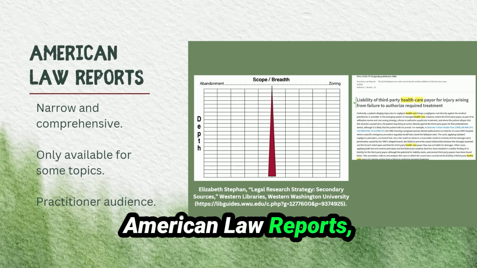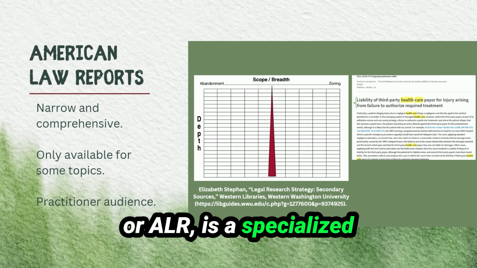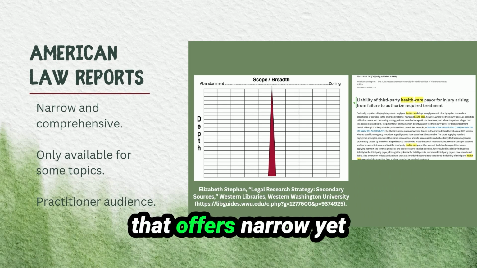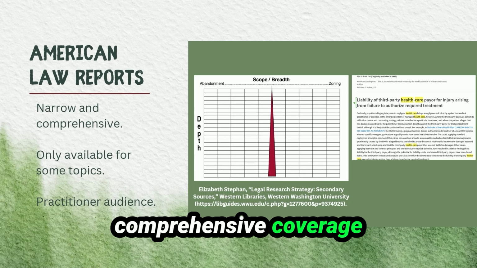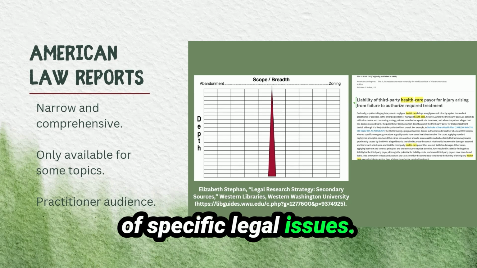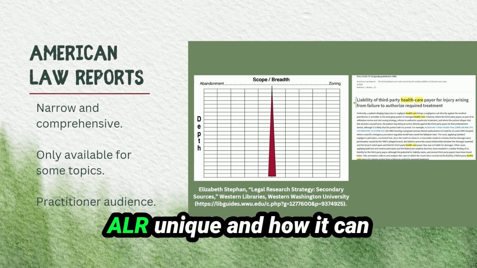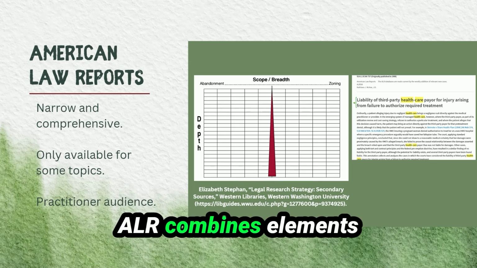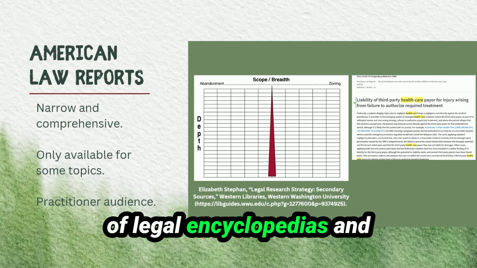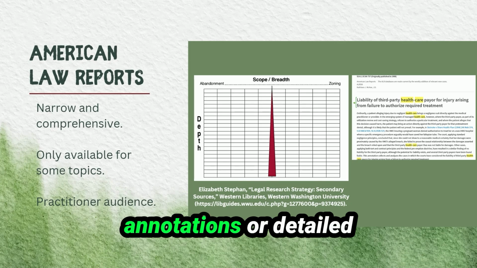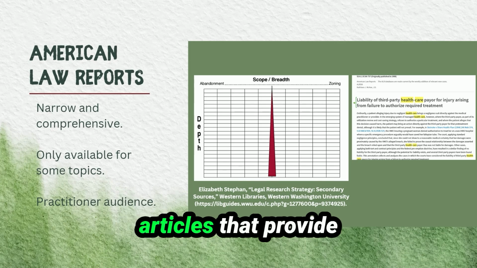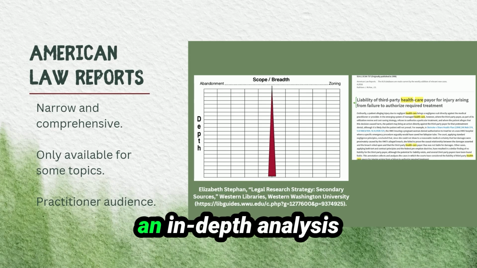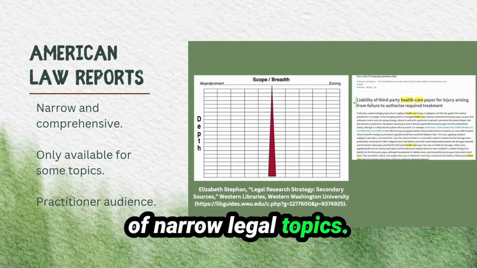American Law Reports, or ALR, is a specialized secondary source that offers narrow yet comprehensive coverage of specific legal issues. Let's explore what makes ALR unique and how it can be a valuable resource for your research. ALR combines elements of legal encyclopedias and case reporters, offering annotations or detailed articles that provide an in-depth analysis of narrow legal topics.